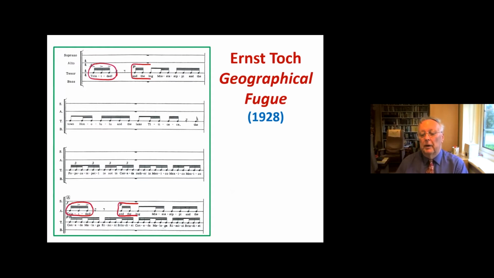Another composition based on rhythm is a geographical fugue for spoken voices by the German Ernst Toch. It's based on various place names and begins like this: Trinidad and the big Mississippi and the town Honolulu and the Lake Titicaca. The Popocatépetl is not in Canada, rather in Mexico, Mexico, Mexico. And here you can hear the beginning of this piece.